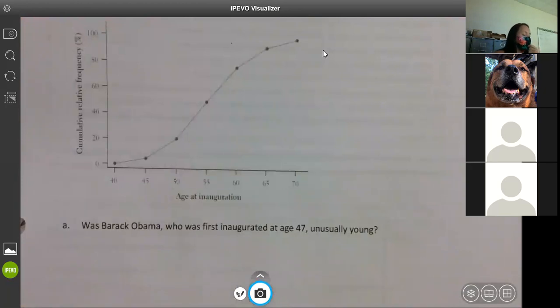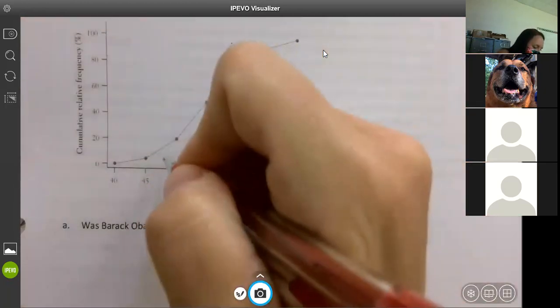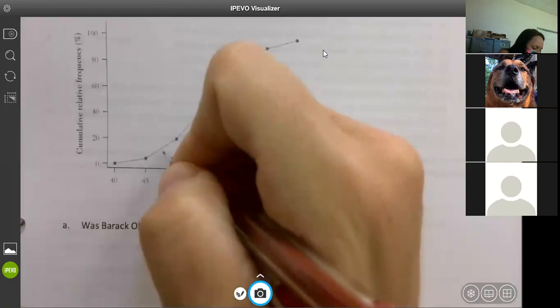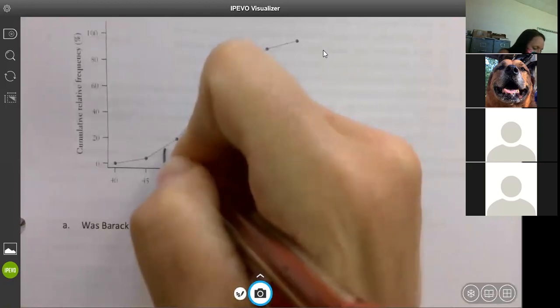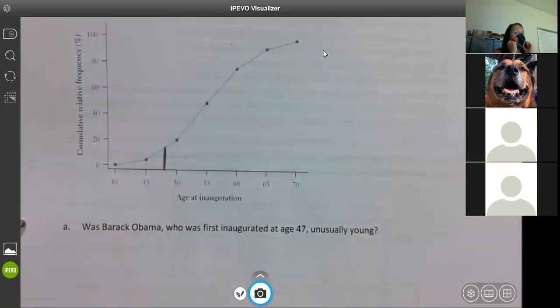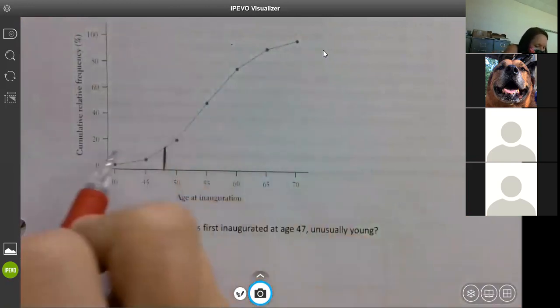Right there, 47. So we're gonna find 47 on the graph. So it's probably like right here-ish. And anytime you do this, it's gonna be an estimate unless it actually has like the little tick marks on it, and it won't. It'll always be an average or an estimate. And then we're gonna go across and look.